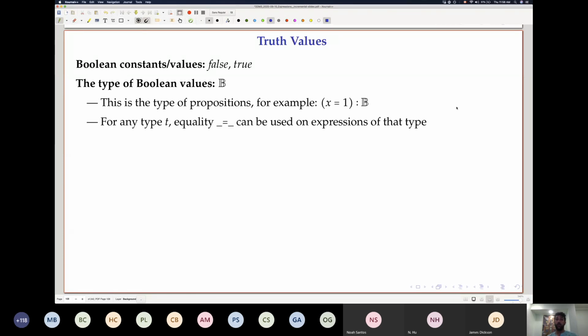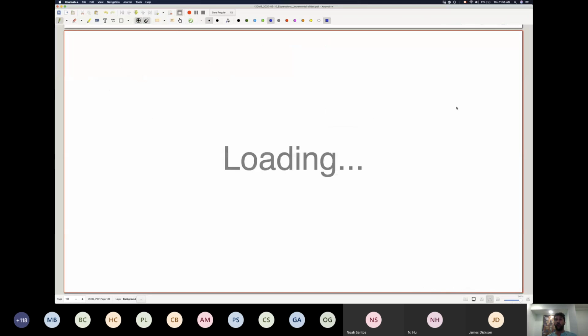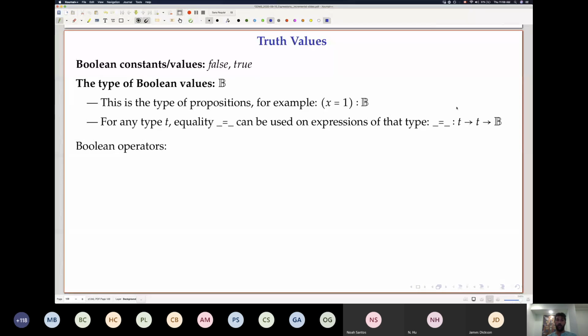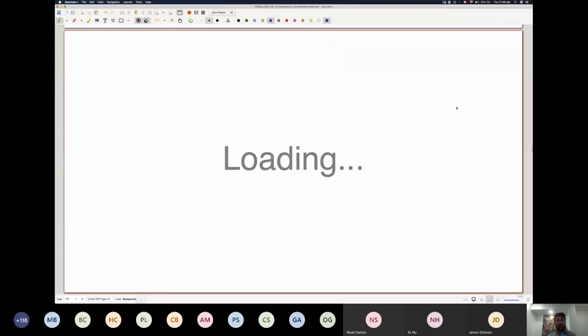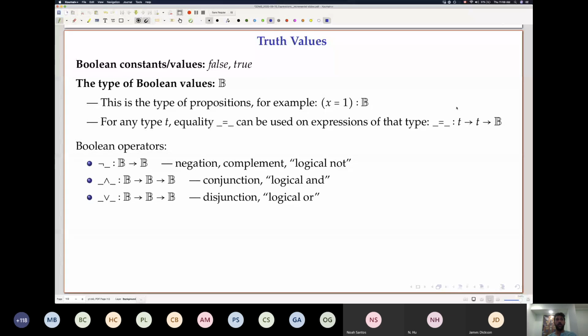So for example, an equality is a Boolean. X equals 1. Is that true? Is it false? So in particular, equality is always from a type T. An equality always takes two values of a type T and returns a Boolean. All right. Other operations are, for example, negation, right? Conjunction, disjunction, implication, equivalence.